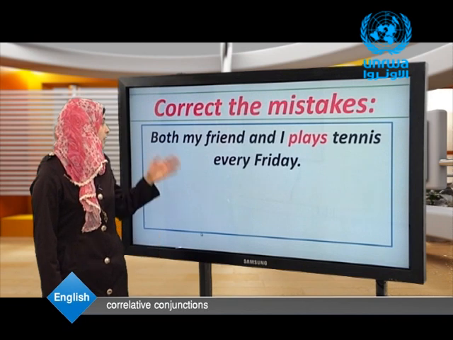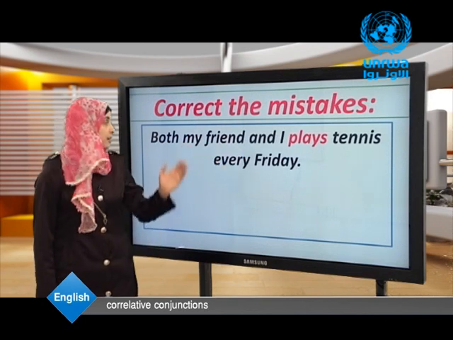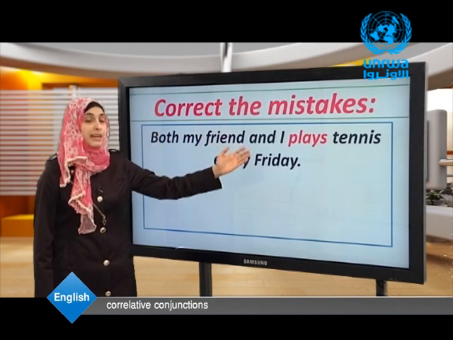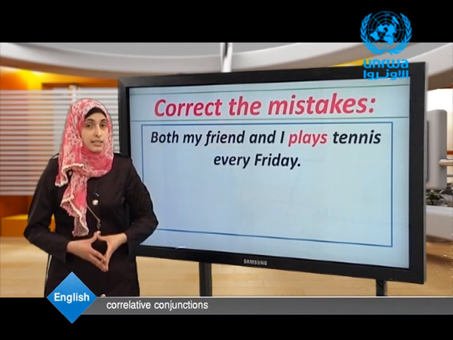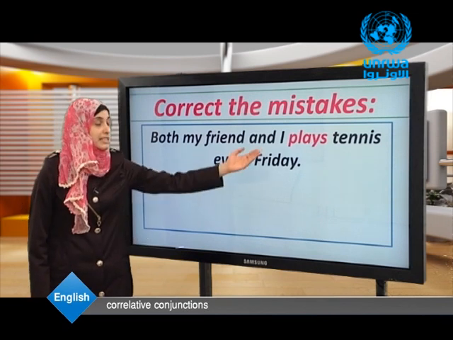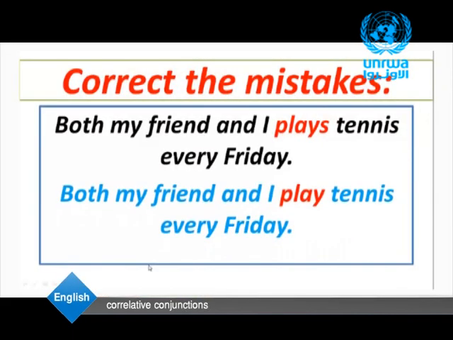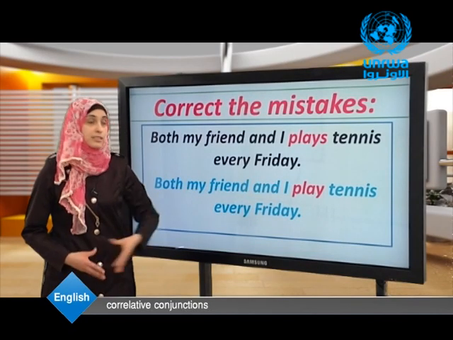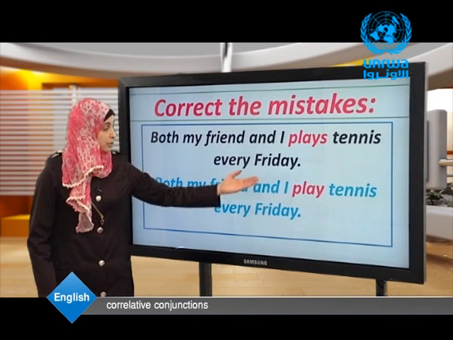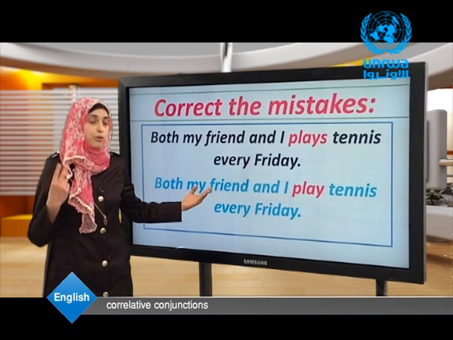The second one, both my friend and I play tennis every Friday. This is a present simple tense. And here we have plays. The correction is play. Both my friend and I play tennis every Friday. But why did we use play, not plays? Excellent, because play refers to my friend and I. It refers to both of us.